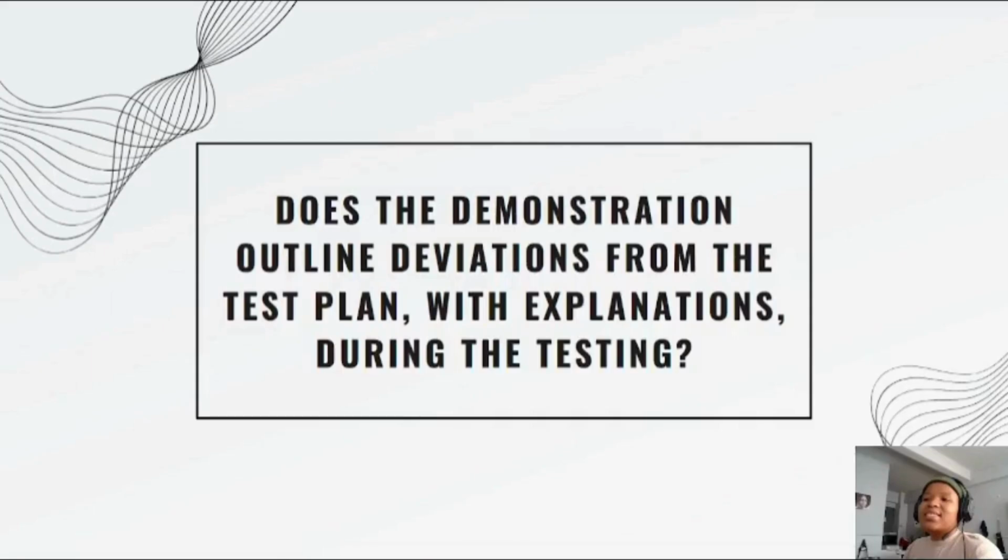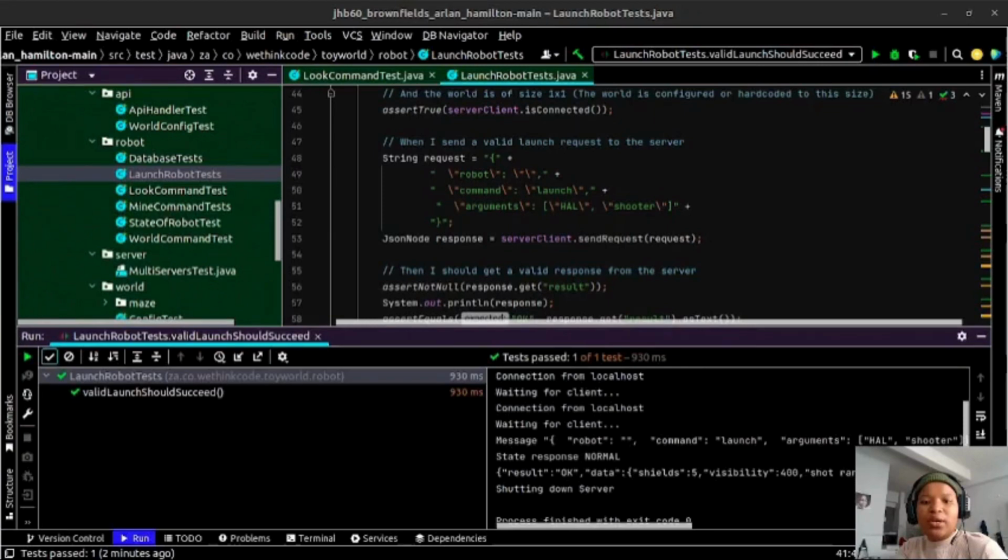Does this demonstration outline deviations from the test plan with explanations during the testing? So I think one thing that we deviated from in terms of testing and how our test plan was the database tests, right? Let me just go back to our stories. Remember, for our stories here we have a subtopic. So every subtopic here had to be like a specific file, the one that we now test for, in terms of the iteration that we were in. So for this iteration, we had to test for save and restore.